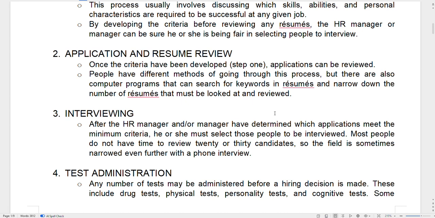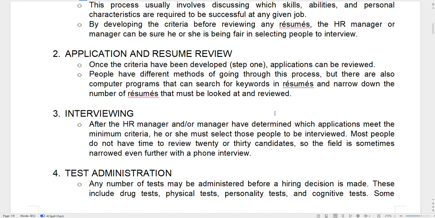So, after the HR manager or the managers have determined which applications meet the minimum criteria, minimum lang muna, he or she must select those people to be interviewed. Now, most people do not have time to review 20 or 30 candidates, so the field is sometimes narrowed even further with a phone interview. So kung minsan, ganun ginagawa talaga. Hindi na nila padadaanin pa ng in-person interview, sisimulan lang nila with phone interview. Kapag sa phone interview pa lang, medyo ligwak na, hindi ka na makakarating doon sa next level of interview. Okay?